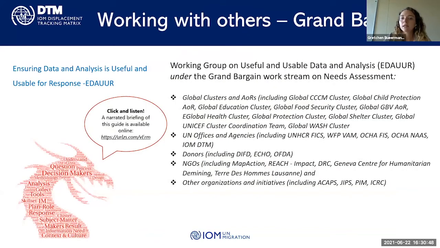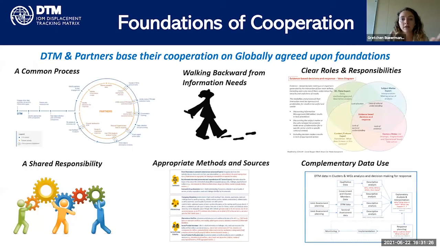And so one of the things that has come up a lot as we've worked on this DTM and Partners Toolkit, and as data collection activities expand in many different countries, is that we've worked together with a lot of organizations and partners, including CCCM, to understand common challenges to needs assessments. And one of the things is that we worked on the Grand Bargain Workstream on needs assessments to identify core challenges and subsequently a shared series of solutions for cooperation with partners when it comes to data collection. And so I just wanted to highlight some of the basic foundations for cooperation that we've come up with, that we have globally agreed upon with partners to better facilitate cooperation when it comes to both our data collection and then appropriate use of DTM data.